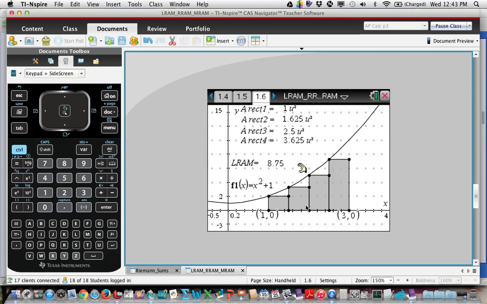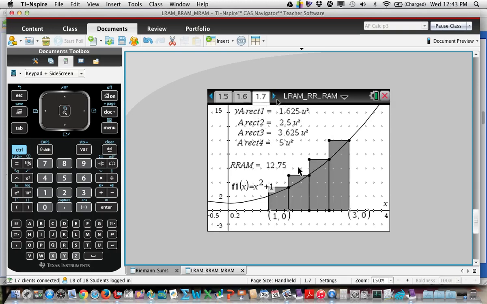Clearly this area is too little, right? Because we're missing this area here, right? So we go to a right rectangle situation, and those would look like this.